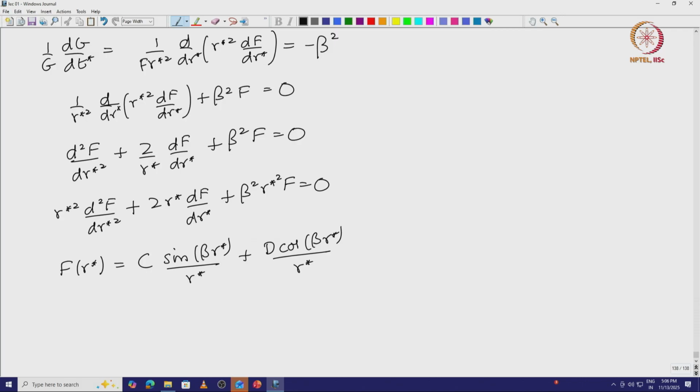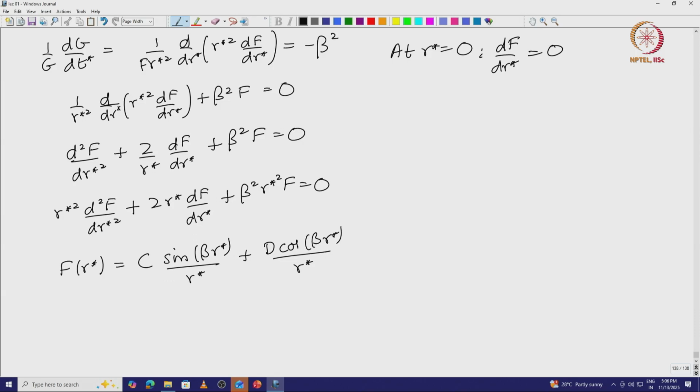Where the constants c and d are to be determined from the homogeneous boundary conditions, from the boundary conditions at r equal to 0 and at r equal to 1. So, first is at r star equal to 0. You can see that the boundary condition is that df by dr star has to be equal to 0.